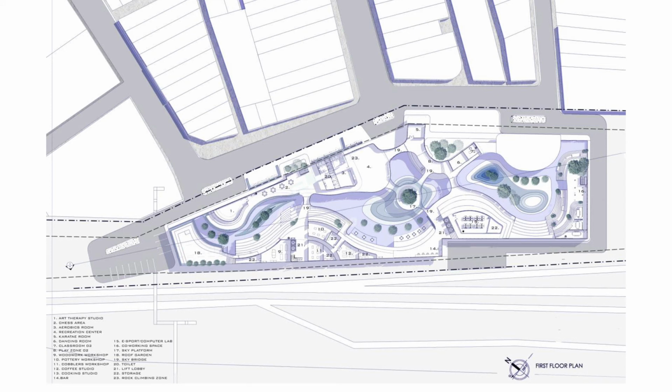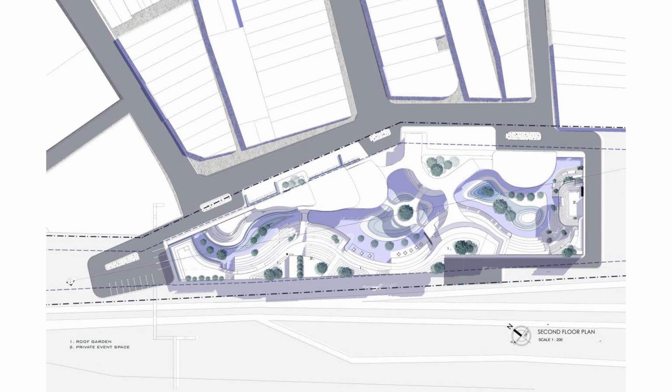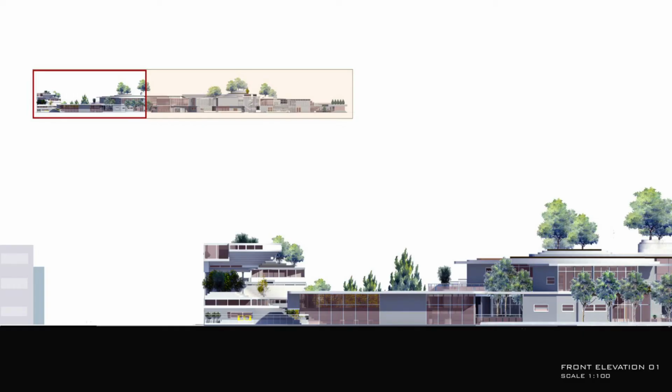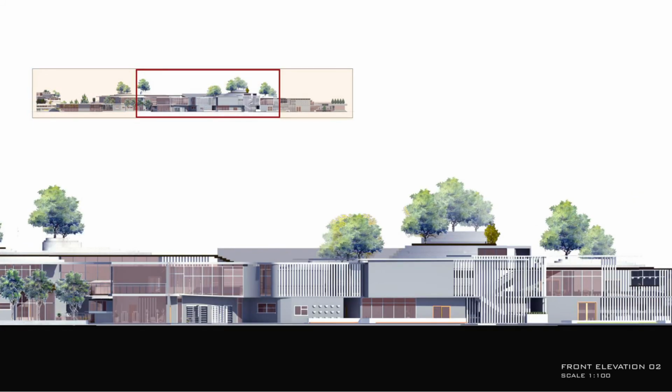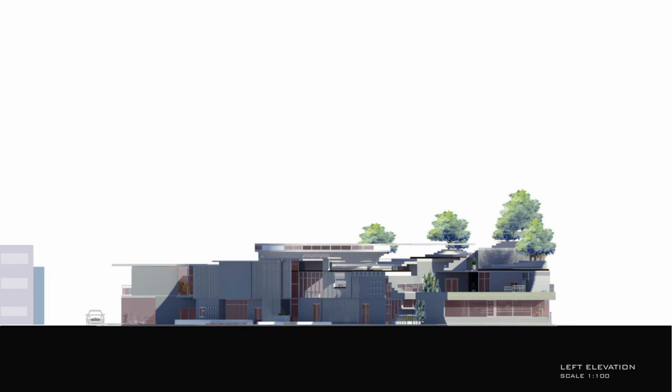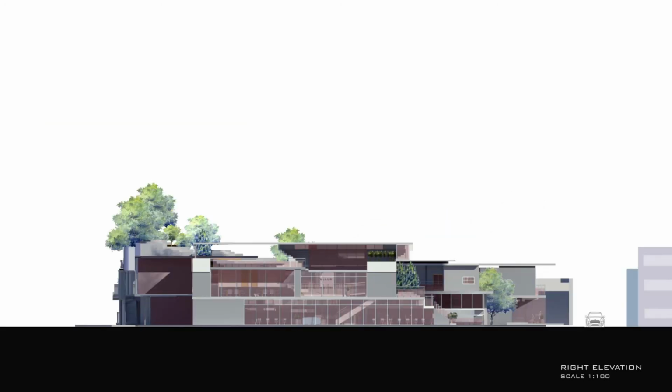And this one is the first floor plan. The second floor plan, and also the roof plan of my building. And due to the size of the screen, I separate the elevation into three parts, which is the front elevation part 1, the front elevation middle part, and front elevation the last part. This one is the left elevation, right elevation.